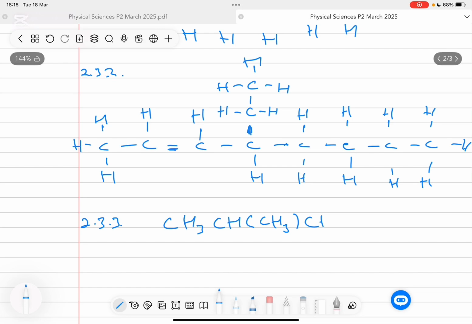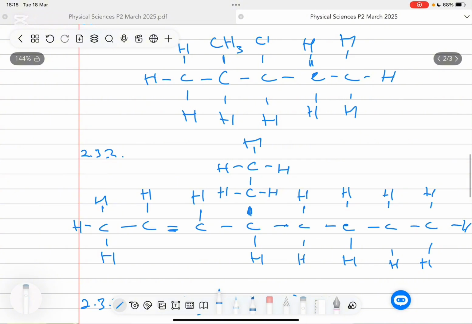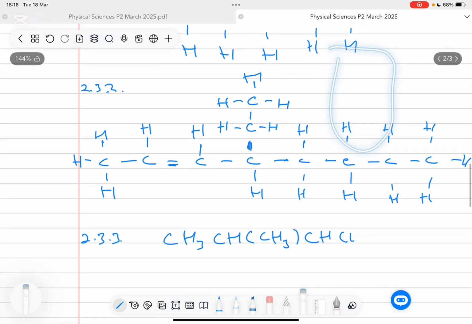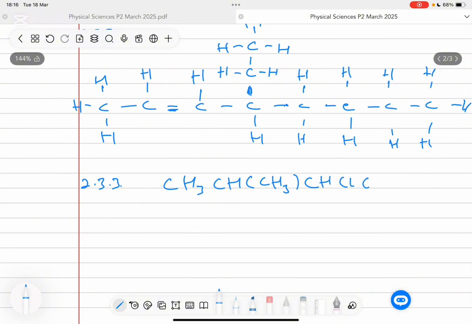So we have the CH, which is bonded to the Cl, the chlorine. You can see this side, it is bonded to the chlorine. We also now have the CH2 and the CH3 at the end, because this one here has 3 hydrogens. So this will be the CH and attached to the CH3. So that is the condensed structural formula.